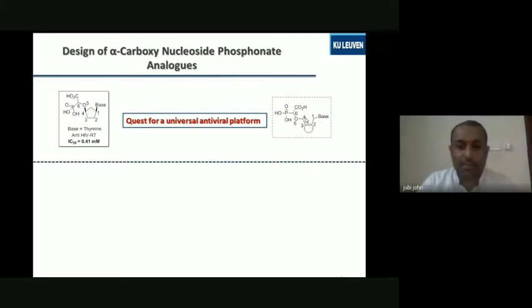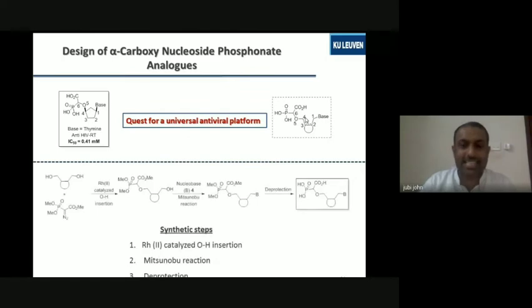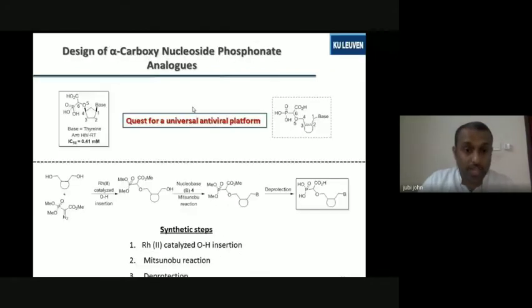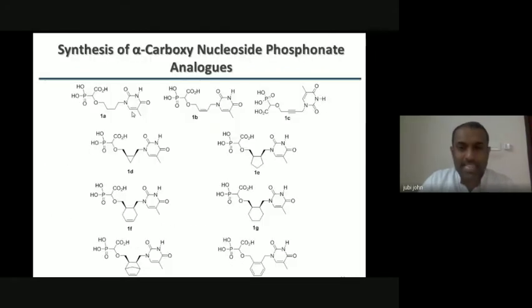We designed molecules and synthesized them by following different organic reactions. We made molecules with different linkers such as butyl chain, butenyl chain, butynyl chain, cyclopropyl, cyclopentyl, cyclohexyl, norbornyl, and benzene ring also. In all these cases, it is an open chain. You can see that it's open chain, and we have synthesized it.